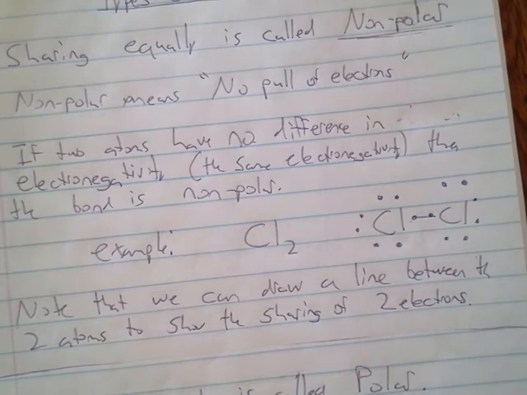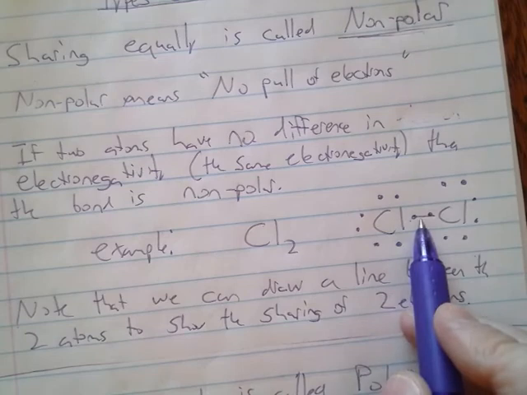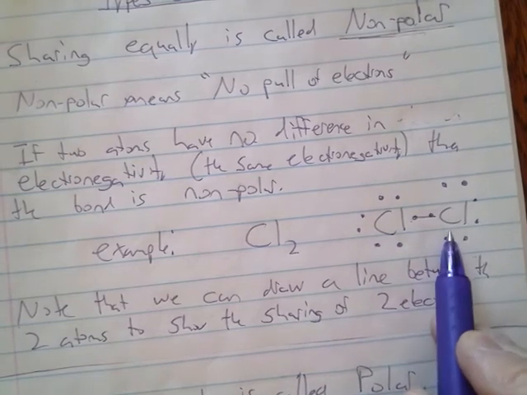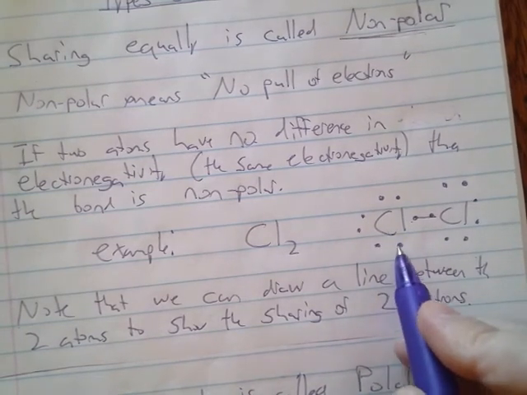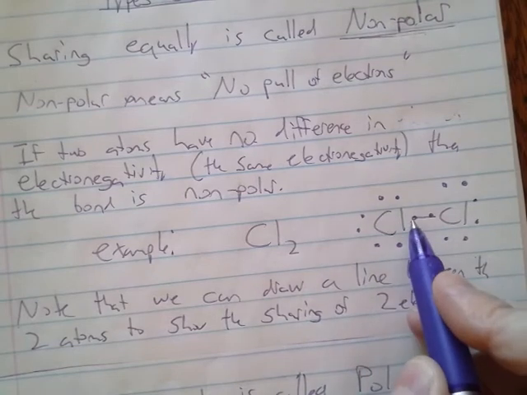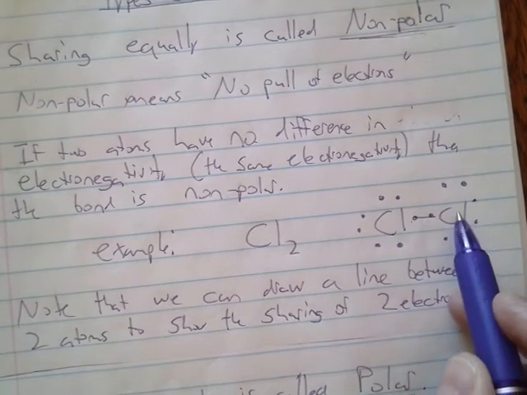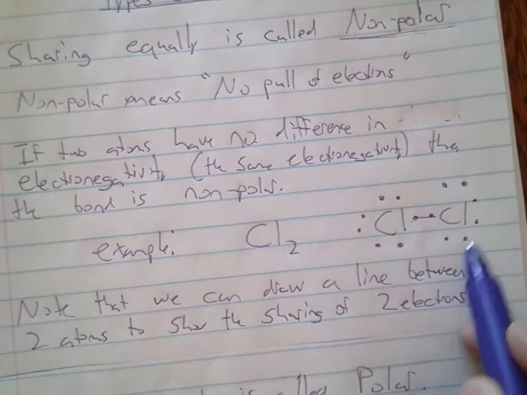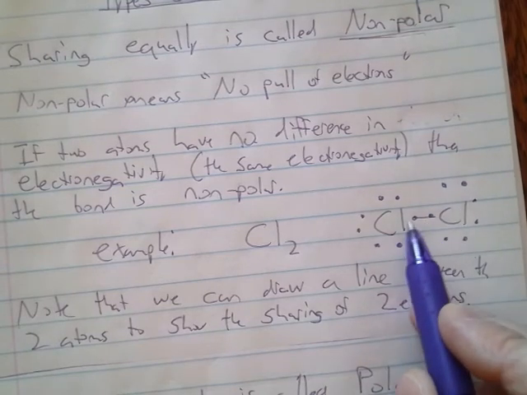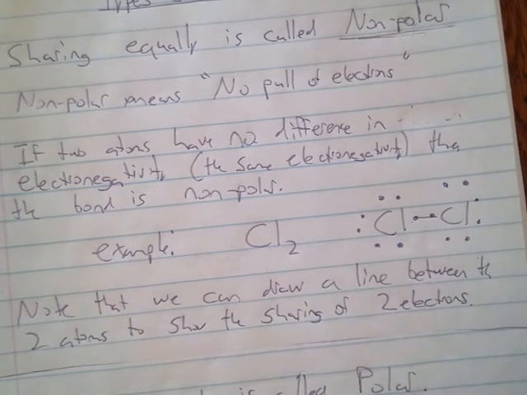So remember, the goal is to have an octet, or 8 electrons. By sharing these two electrons, each chlorine can say, yep, I now have 8. Here are my 8: 2, 4, 6, 7, 8. And here, for the chlorine on the right, 2, 4, 6, 8. Yep, they each have 8. So therefore, they are sharing those electrons.